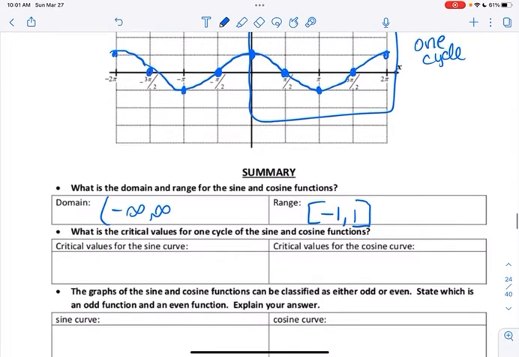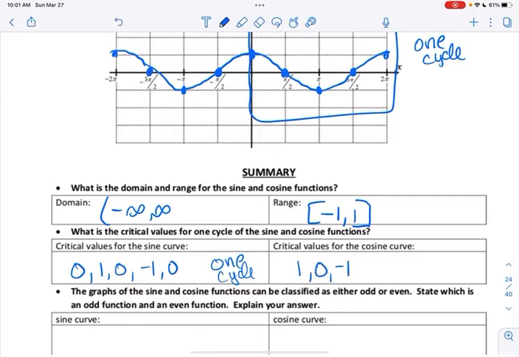The critical values for sine, one cycle, 0, 1, 0, -1, 0. That's for one cycle. And cosine is 1, 0, -1, 0, and 1. Again, that's for one cycle. So you have to memorize those critical values. I mean, you could figure them out by looking in the calculator or the unit circle.